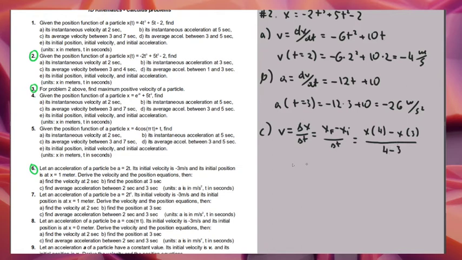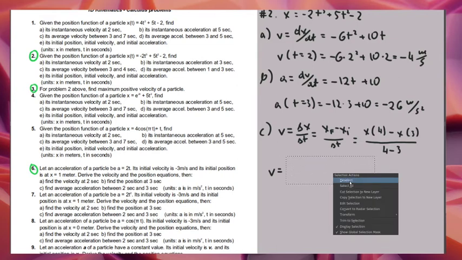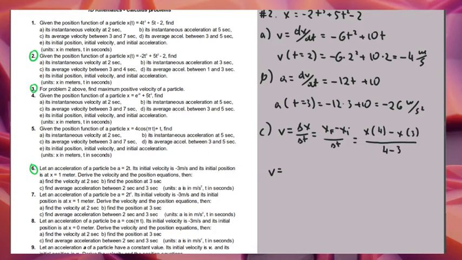So I'm going to write this out as v at 4, that would be minus 6 times 4 squared plus 10 times 4, and then minus x at, oh no, I actually made an error here. I'm using the wrong equation. Let's go back and get rid of this. I was using the velocity equation, but what I should be using is the position equation.